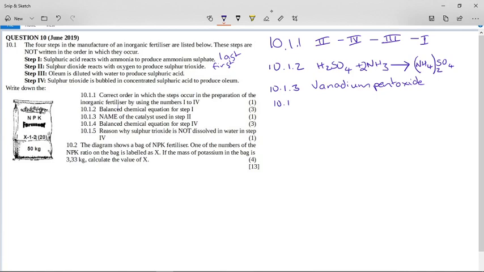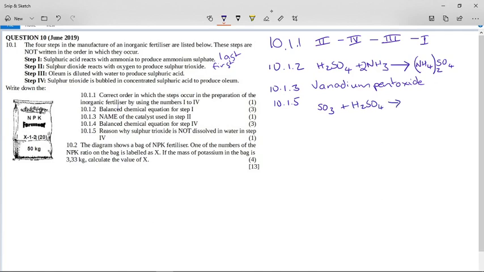Now it says to write a balanced chemical equation for step 4. Remember, focus on reactants, products and then balancing, because you can get 2 of the 3 marks. Step 4 says sulfur trioxide, which is SO3, is bubbled in concentrated sulfuric acid, which is H2SO4, to produce oleum.